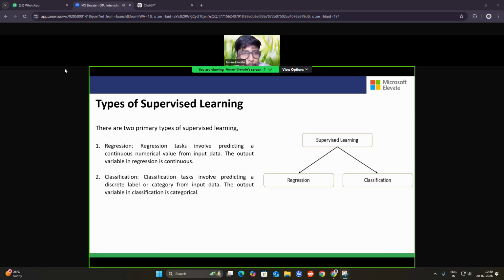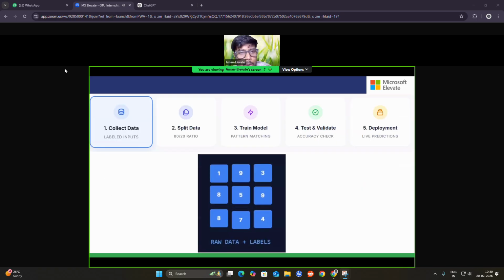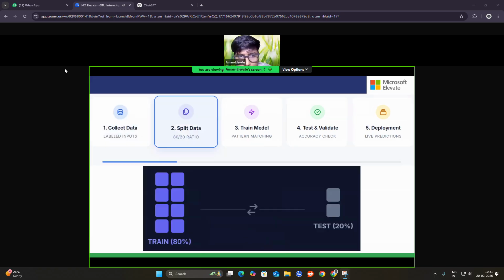Okay, Parth. So now let's understand the pipeline. What is the exact pipeline? The exact pipeline is first we collect the data, right? First we collect the data. Then we split the data into an 80-20 ratio, right? Some take 80-20 and some take 70-30.